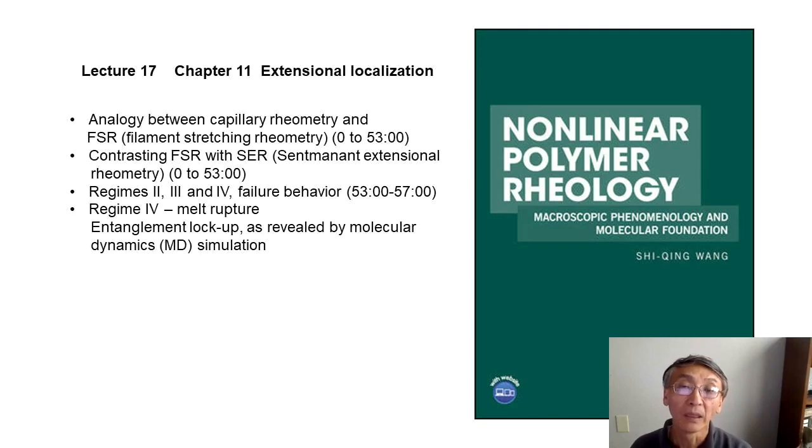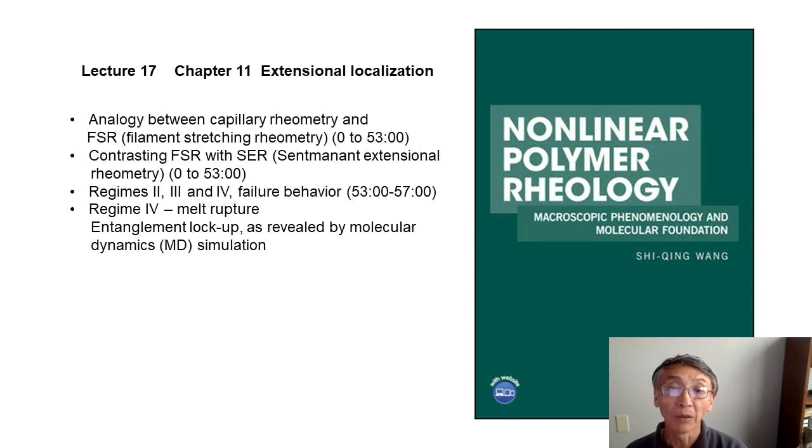In particular, I will emphasize that if you want to have homogeneous melt extension, then it is impossible to reach steady flow state because of the tensile strength localization. For such localizations, I will show several movies to show the different characteristics in region 2, 3, and 4. In particular, I will emphasize the physics regarding region 4, where we see melt rupture.